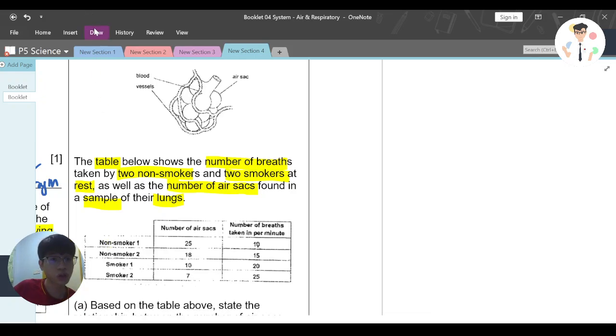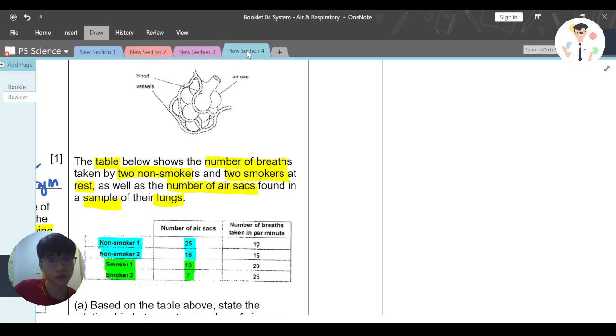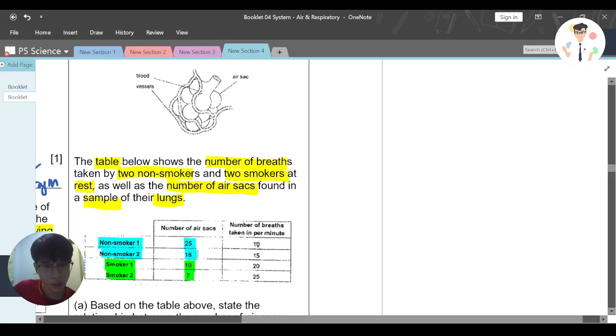So you notice that non-smoker, let me just quickly highlight, non-smoker, for example, there's 25 air sacs and there's 18 air sacs, okay? But when we compare with the smoker, what happened? They'll have 10 or 7. So you can kind of notice that smokers have lesser number of air sacs, okay? And let's go back to our non-smoker first. Non-smoker, when there is more number of air sacs, the number of breaths taken in per minute seems like it becomes 10, 15, okay? Whereas if you compare to the smoker, it's actually lesser on the non-smoker side.